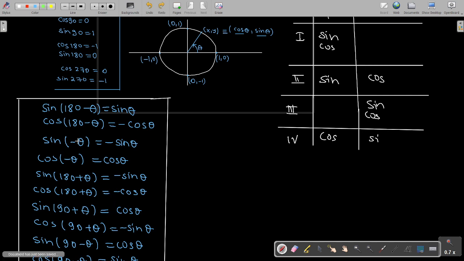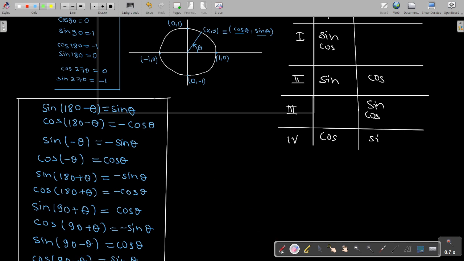Okay. Cos 90 plus theta. Which quadrant will you be in? Cos 90, second quadrant, it's negative. So that's why it's a minus sine theta. Why is it sine? Like if it's 90, then the ratio changes.